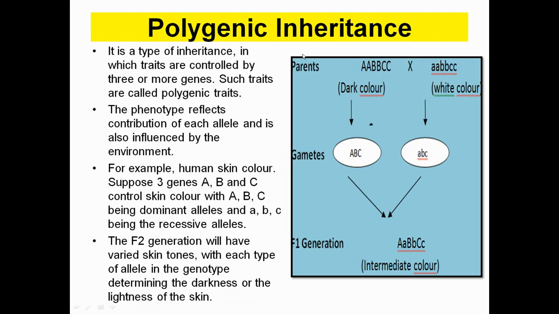Now comes polygenic inheritance. This is completely opposite to pleiotropy. Here multiple genes are going to control a single character. Here you can see the dark color in humans is being controlled by three different genes, that is A, B and C, and the contrasting form, that is the white form, is being again controlled by three genes, small a, small b and small c. And in the F1 hybrid, we have capital A, small a, capital B, small b, capital C, and small c. We have intermediate color. And in the F2 generation, we have a series of skin tones, from the darkness to the lightness.